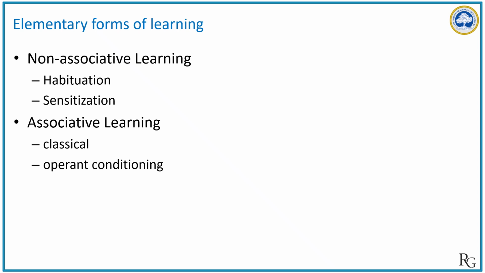So in a nutshell, we can say that habituation and sensitization are non-associative forms of learning, whereas classical and operant conditioning are associative forms of learning. These are simple but very powerful mechanisms that underlie how an individual can start learning and how learning can be made more effective.